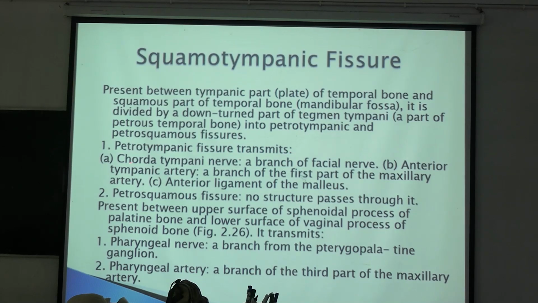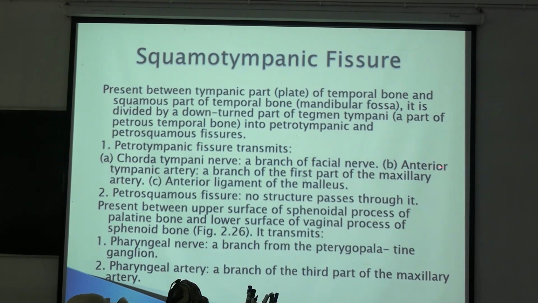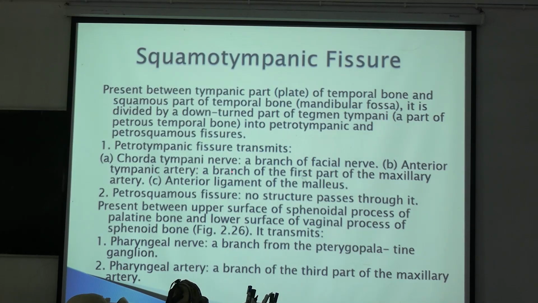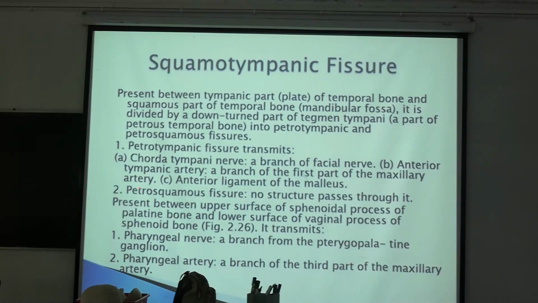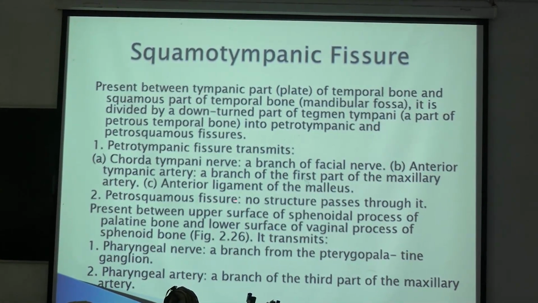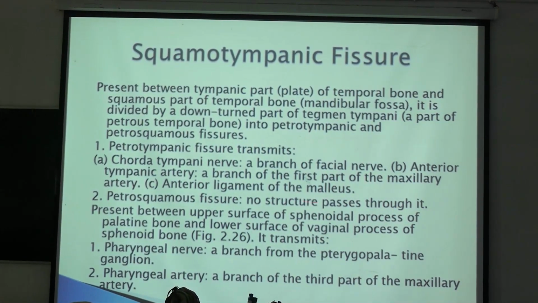Petrotympanic fissure transmits chorda tympani nerve, a branch of the facial nerve, anterior tympanic artery, a branch of the first part of the maxillary artery, and anterior ligament of malleus. Petrosquamous fissure, no structure passes through it.